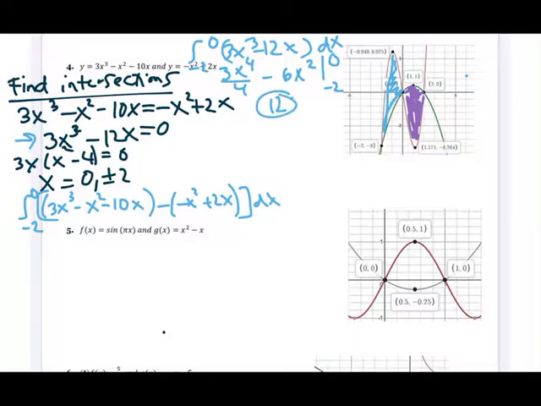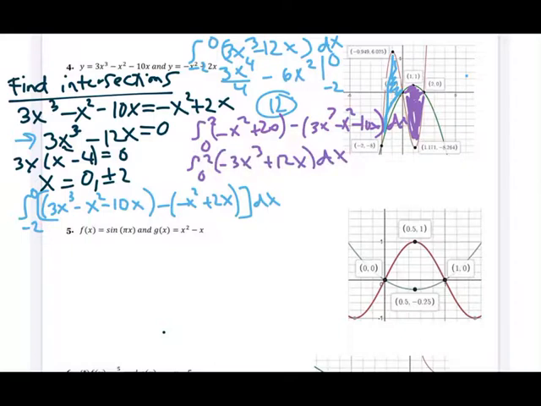Now let's go ahead and find the purple area. The purple area is going to be the integral from 0 to +2 of the big function, or the function on top, which is the green function, which is the quadratic, -x squared plus 2x, minus the other function, 3x cubed minus x squared minus 10x, all integrating with respect to dx. I'm going to distribute and combine like terms so that I can actually do that integration by hand. That's going to get me here, and then if I integrate -3x to the 4th over 4 plus 6x squared from 0 to +2, that is going to give me also 12. So our total combined area under both curves is going to be 24.